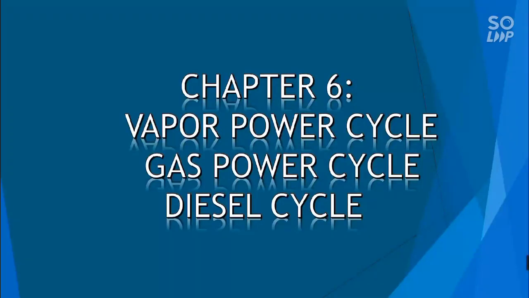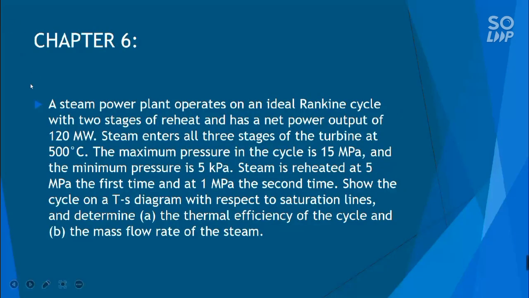In this video, we will solve a problem from chapter 6, which is the vapor power cycle, gas power cycle, and diesel power cycle. So here we have a problem. A steam power plant operates on an ideal Rankine cycle with two stages of reheat and has a net power output of 120 megawatts. Steam enters all three stages of the turbine at 500 degrees Celsius. The maximum pressure in the cycle is 15 megapascal and the minimum pressure is 5 kilopascal. The steam is reheated at 5 megapascal the first time and at 1 megapascal the second time. Show the cycle on a TS diagram with respect to saturation lines, and determine A, the thermal efficiency of the cycle, and B, the mass flow rate of steam.